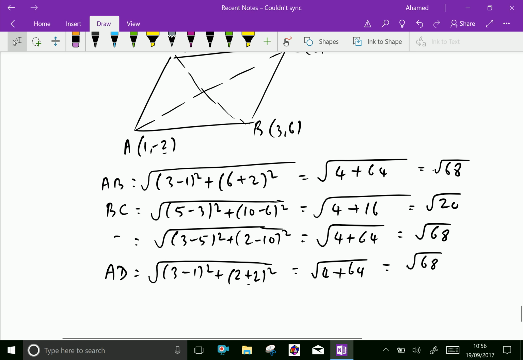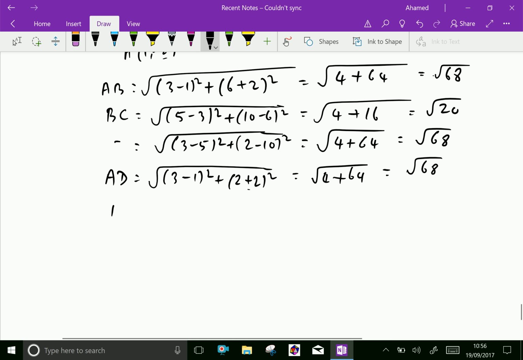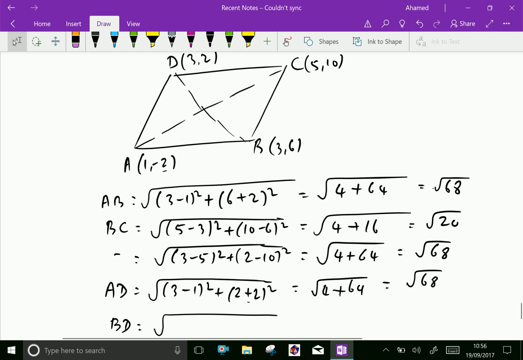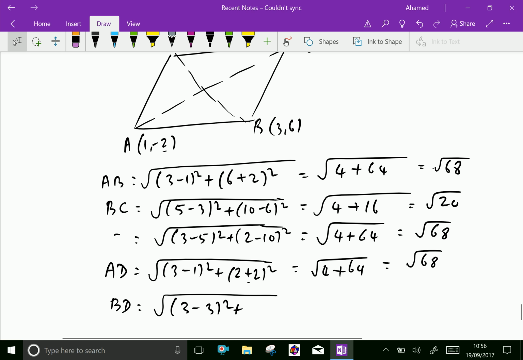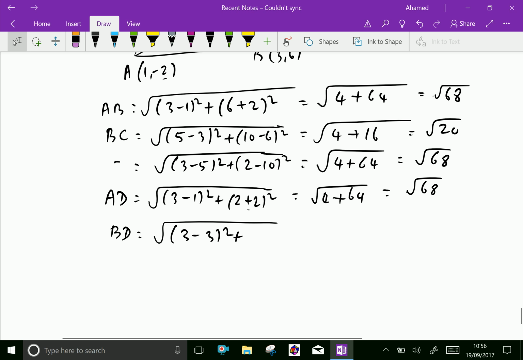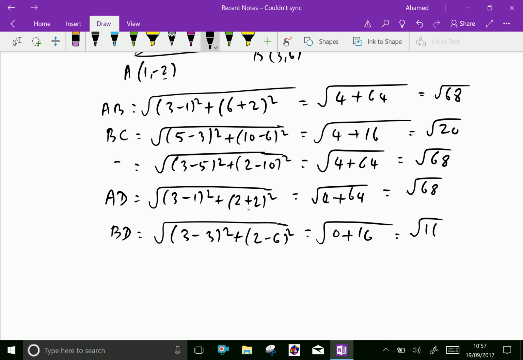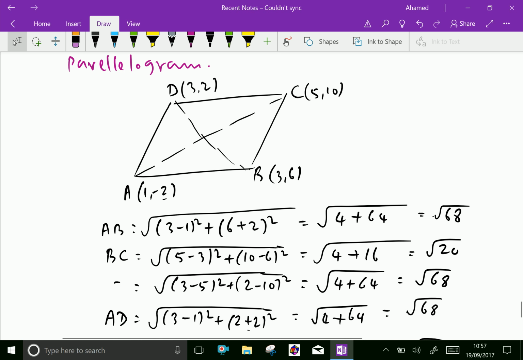BD equals square root of (3 minus 3) whole square plus (2 minus 6) whole square, equal to 3 minus 3 is 0, square 0, 2 minus 6 is minus 4, square is 16, that is square root of 16.